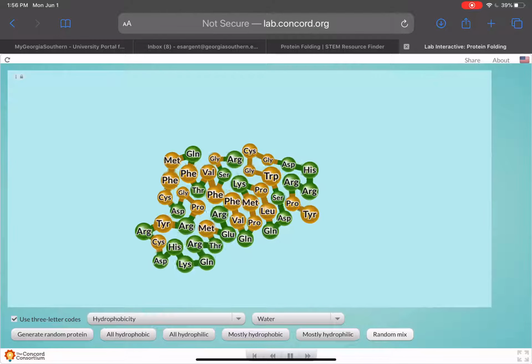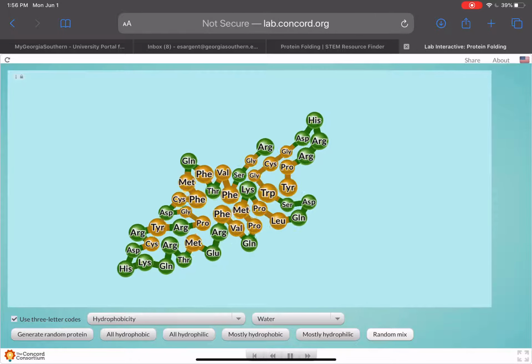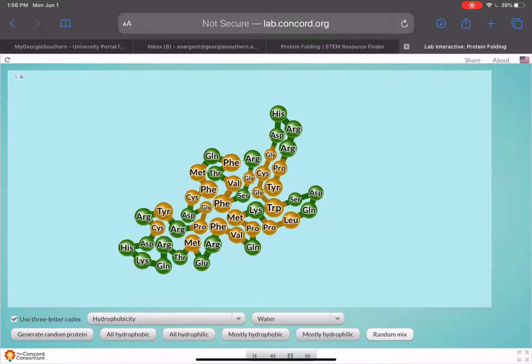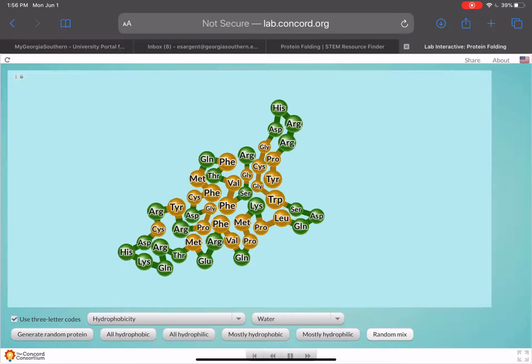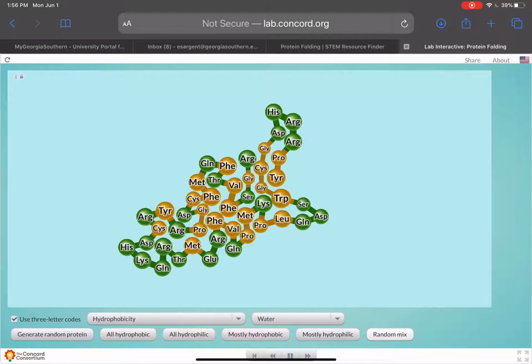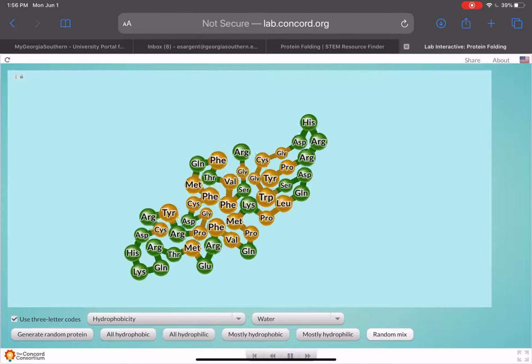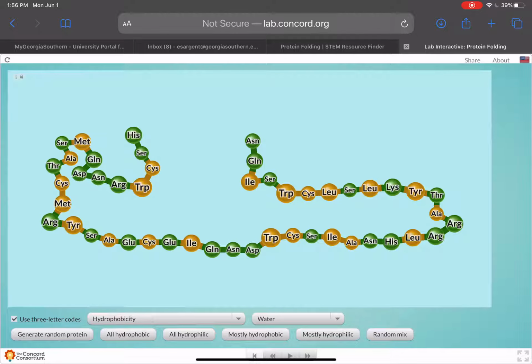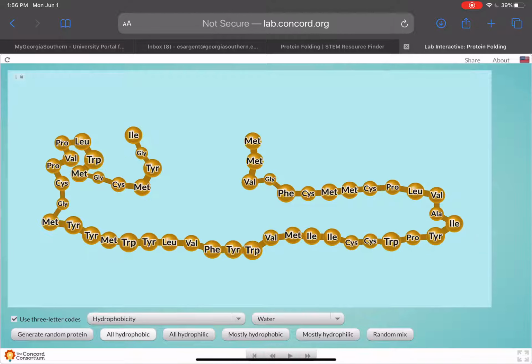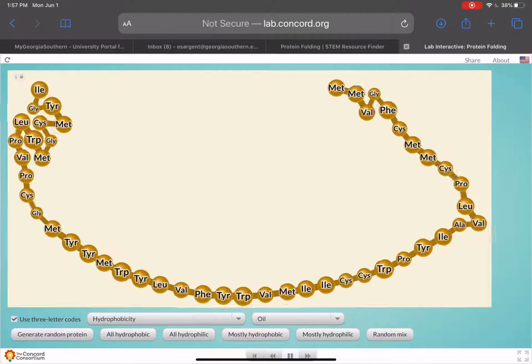If we go back to a random mix, again here you can watch how the uncharged amino acids always find their way to each other, or mostly find their way to each other, and the charged amino acids happily hang out towards the outside. What if we take, I'll reset it, what if we take a totally hydrophobic chain and we put it into oil instead? What do you think is going to happen with this one? Yeah, it totally spreads out.